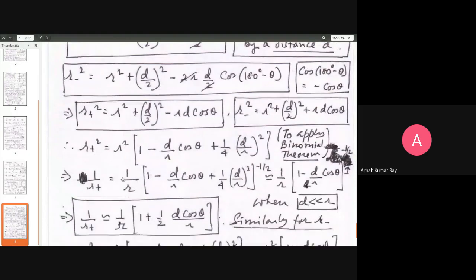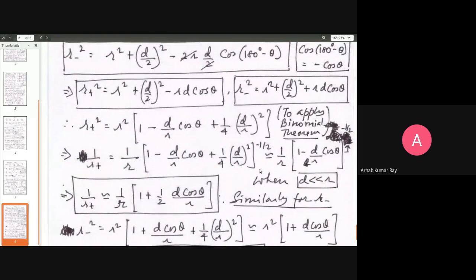So basically what we do now is that we take the square root of this equation, and then invert it. And what we shall get is 1 by r plus is equal to 1 by r, and then this whole thing into the square bracket. Remember, it has to be square rooted and inverted. Therefore, it will pick up a power of minus half. This whole thing in the square bracket will do that. Okay, we are not done yet.